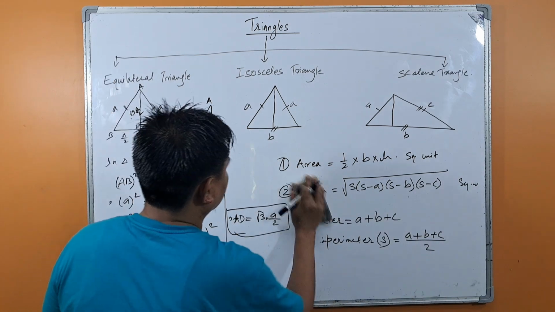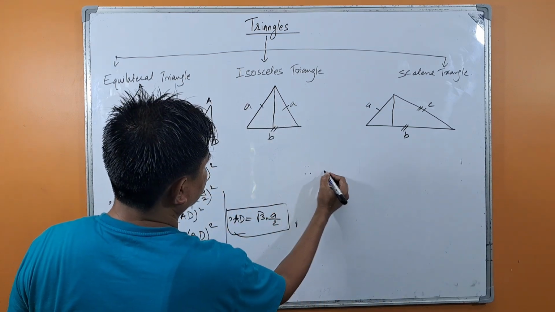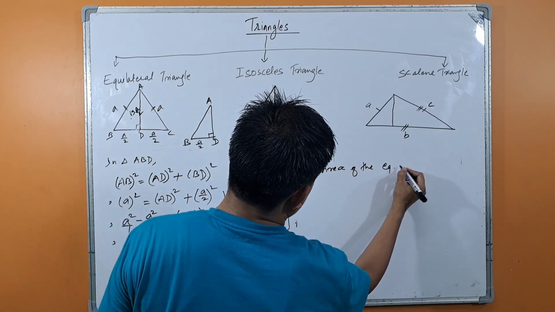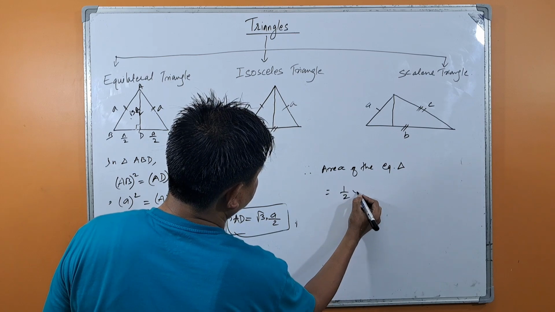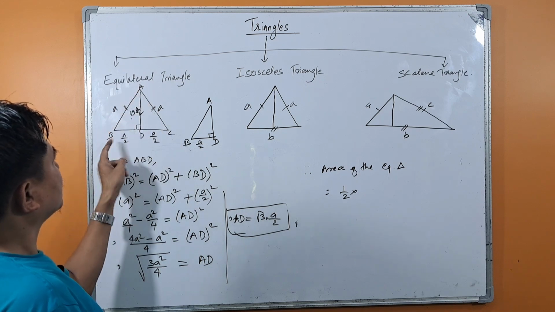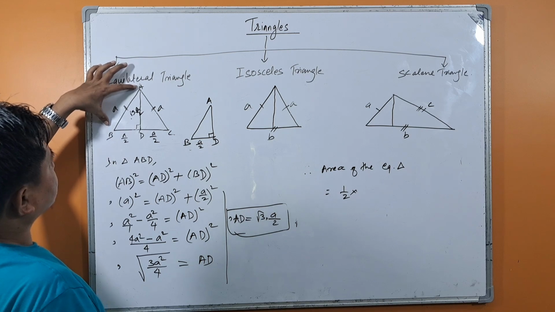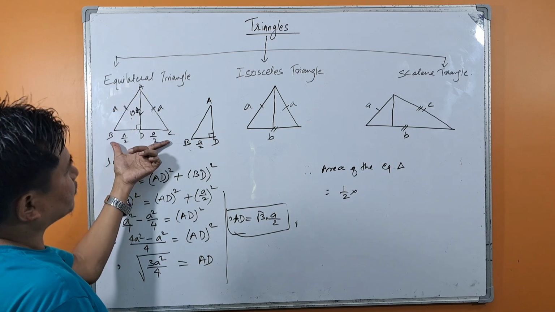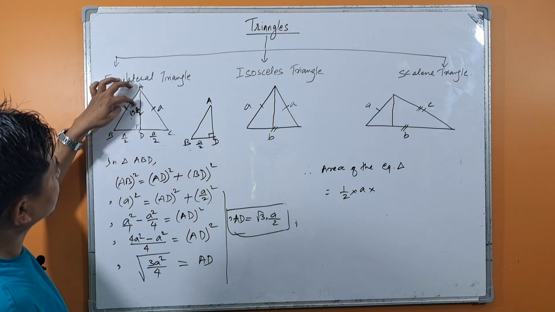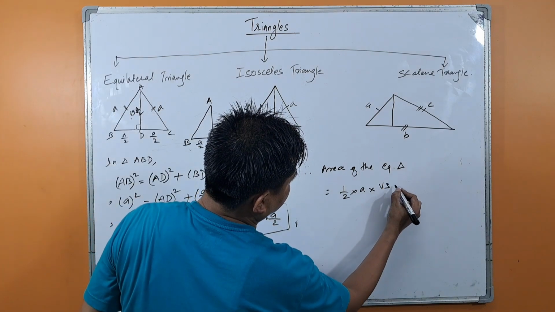Now we can find the area using the formula half into base into height. Therefore area of the equilateral triangle equal to half into base into height. So base is BC, equilateral triangle ABC, so BC is A. All the sides are equal. If this is A, this is A, and this is also A. So BC is A. Base into height. Height is root 3 into A by 2.